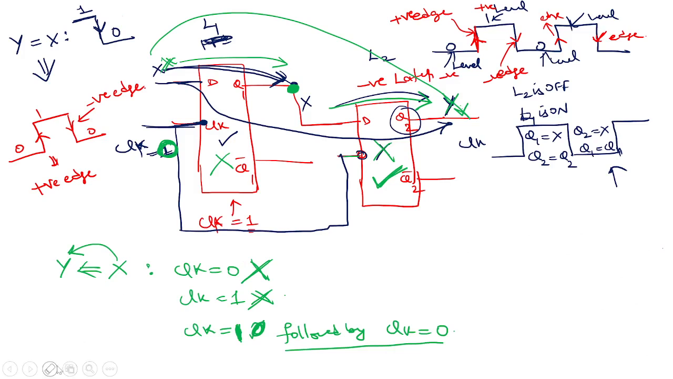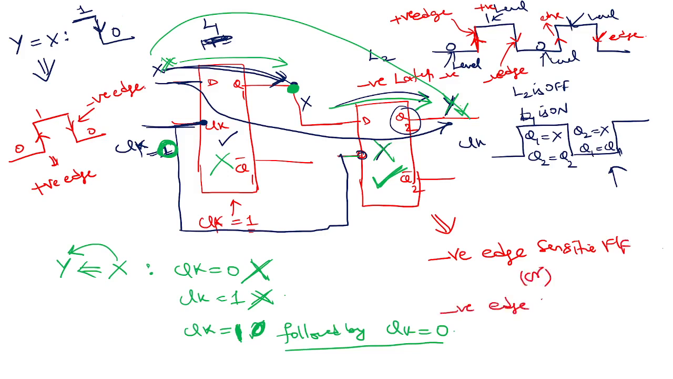So, whatever we have discussed so far, this is what is called a negative edge sensitive flip-flop, or negative edge triggered flip-flop. Guys, are you clear till this point? It is very, very important for our counters discussion. If you give 0, the output cannot be changed. If you give 1, the output cannot be changed. Only if you give 1 followed by 0 as a clock, then only the output can be changed.